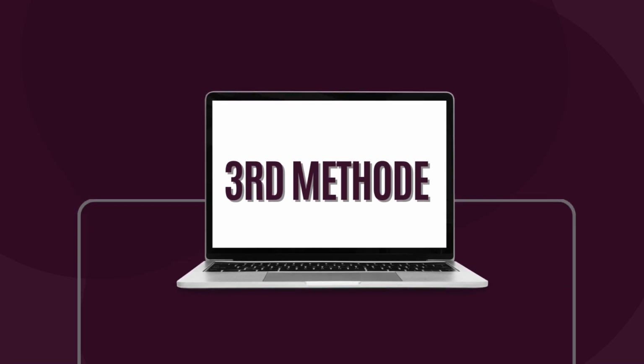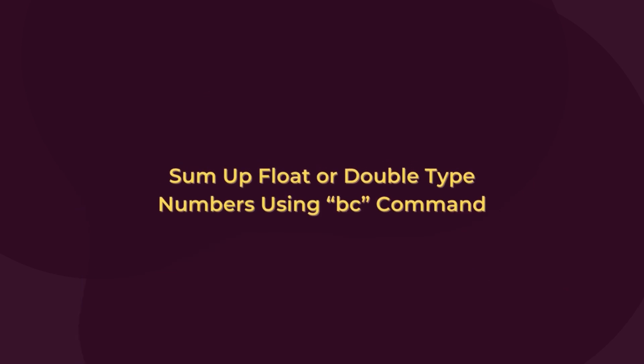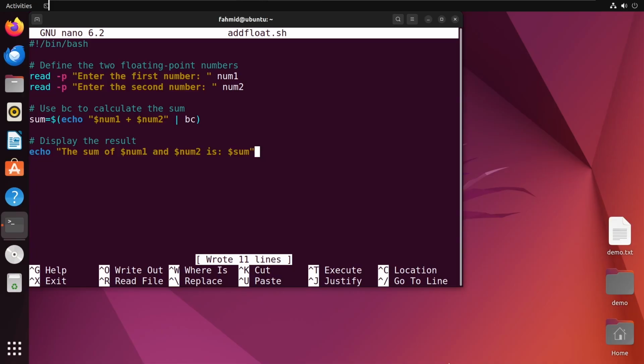Next, I'll talk about the third method, where I will show you how to sum up float numbers, or floating point numbers, using the bc command. So let's see how it works. So here I have already created a script named addFloat.sh. Now I will explain the code.